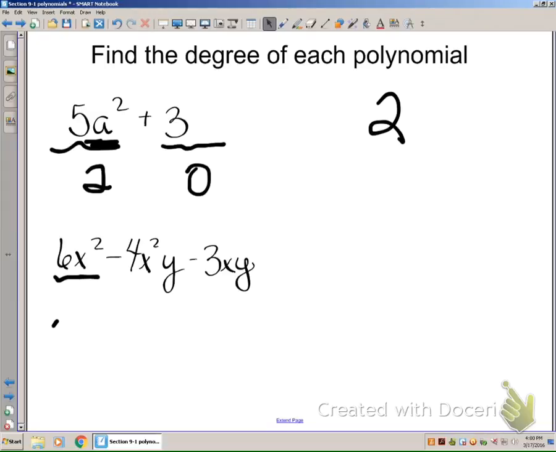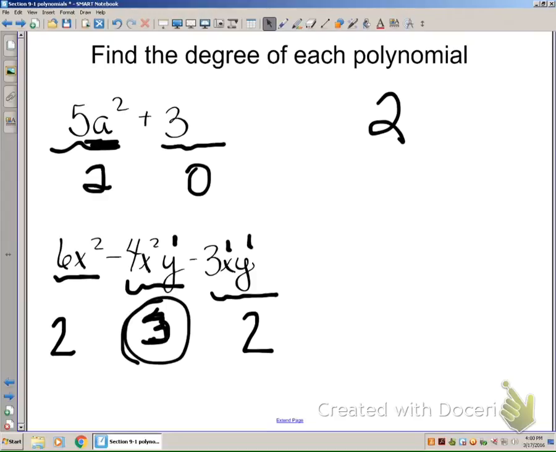Looking at this term, the degree is 2. Looking at this term, the degree is, don't forget that understood 1, so it's 3. The degree of this one, I've got 2 understood 1s. 1 plus 1 is 2. The highest of all of these is the 3. So it has a degree of 3.